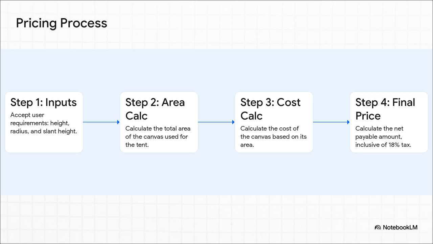So think about what this program has to do. First, it's got to take in the tent's dimensions. Then it needs to figure out the canvas area for both the cylinder part and the cone part. After that, it has to calculate the cost of all that canvas. And finally, it tacks on an 18% tax to get the final price. That's a handful of separate jobs, for sure.